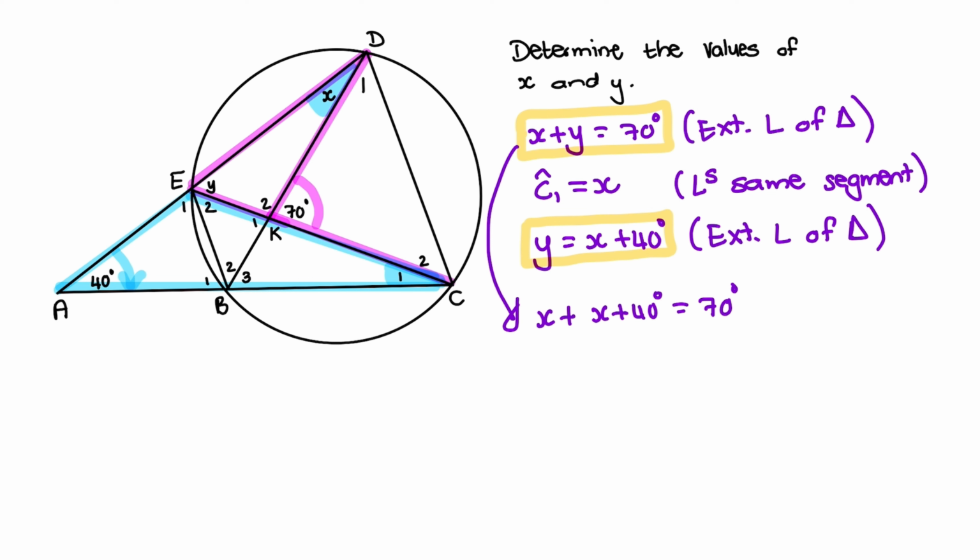And that simplifies to 2x equals 70 minus 40, which makes it 30 degrees. And therefore x is equal to 15 degrees because I divide by 2. That will mean that y is equal to 15 degrees plus 40 degrees, which makes it equal to 55 degrees.